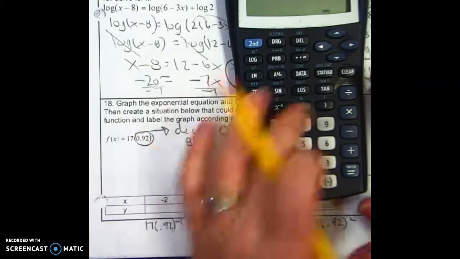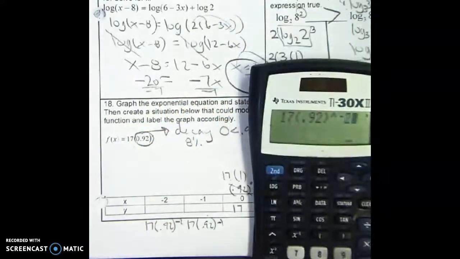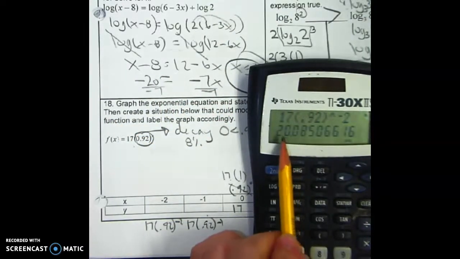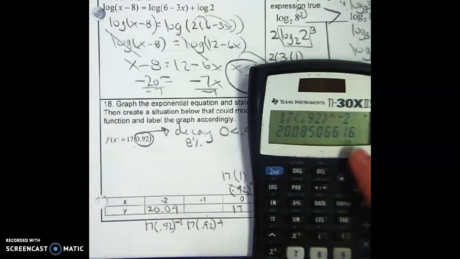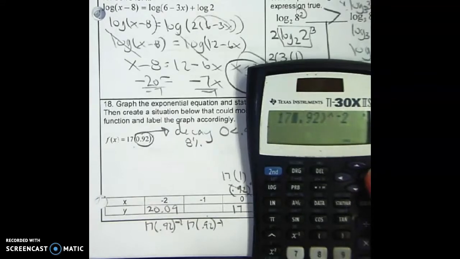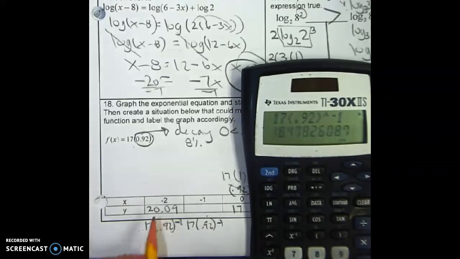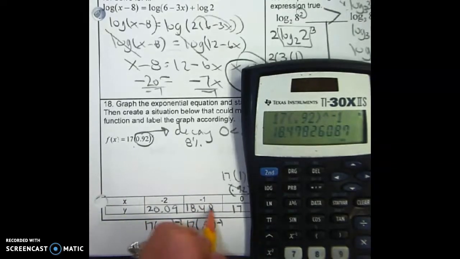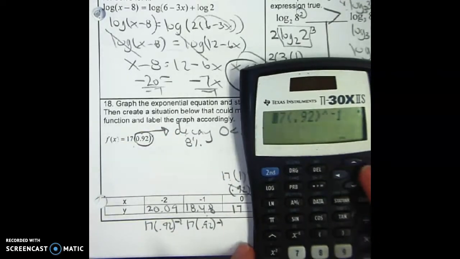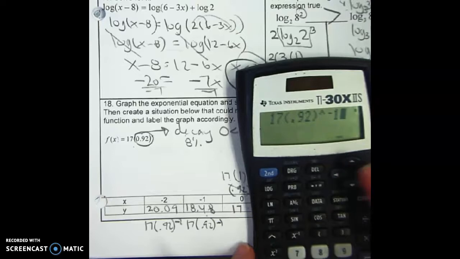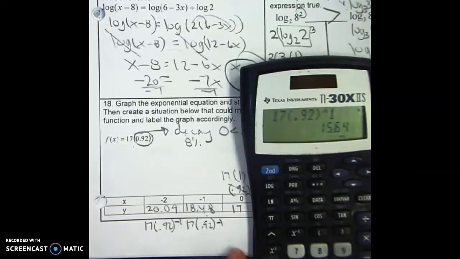So 17 parentheses 0.92 to the, I'm going to start with negative 2, round it to the nearest hundredth, 20.09. Now I'm going to go up in my calculator, and I'm going to change that to a negative 1 because I want to make my life easier. And I get 18.48. Look at my numbers, they're going down. It's decay. I did to the 0, so now I'm just going to do to the 1. And I get 15.64.